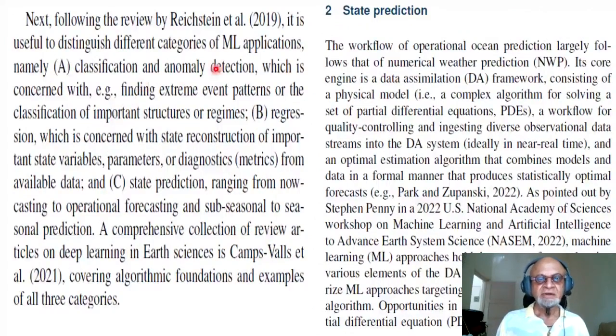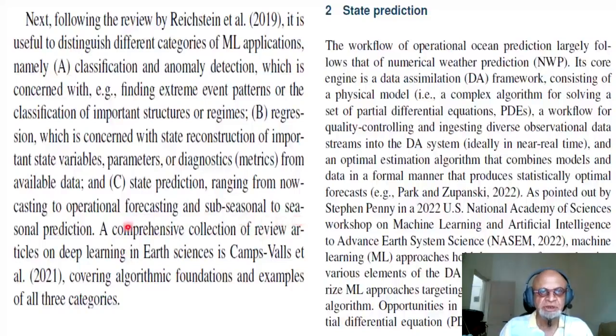Jumping ahead, there is a review by Reichstein, which is useful to distinguish different categories of ML applications. Those are classification and anomaly detection, which is concerned with, for example, finding extreme event patterns, or the classification of important structures or regimes, clustering kind of things. Second, regression, which is concerned with the state reconstruction of important state variables, parameters, or diagnostics or metrics from available data, which is normal statistical methods, but AIML can do much better in terms of the layers that may be hidden.